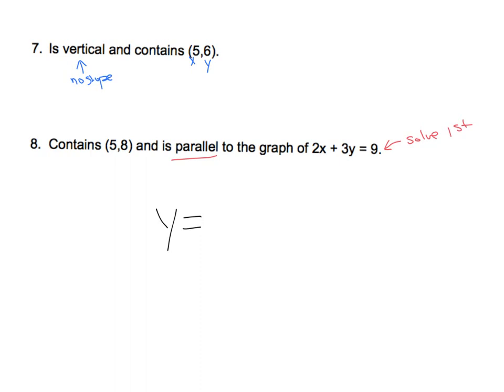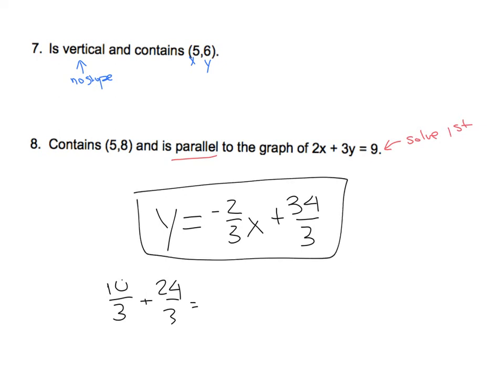Y equals negative 2/3 x. And then when you did the 10 over 3 plus the 24 over 3, you end up with positive 34 over 3. And let's see, can you reduce 34 over 3? No, you can't. So it would just stay as 34 over 3.